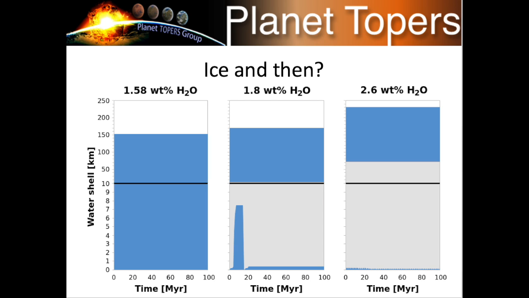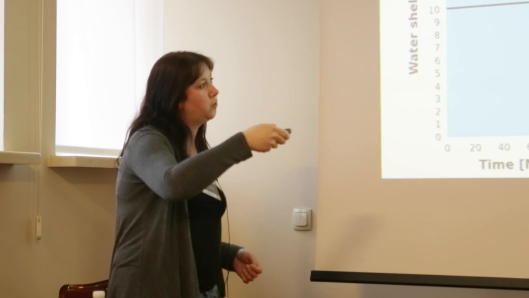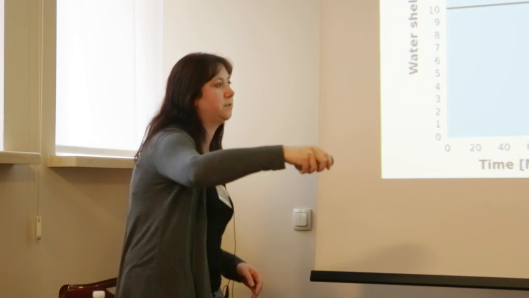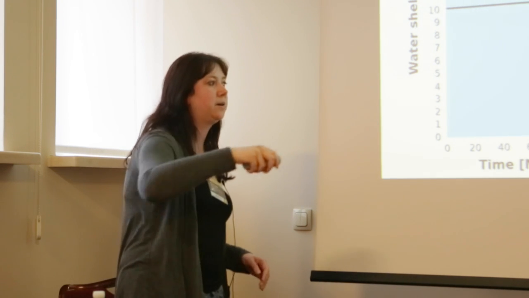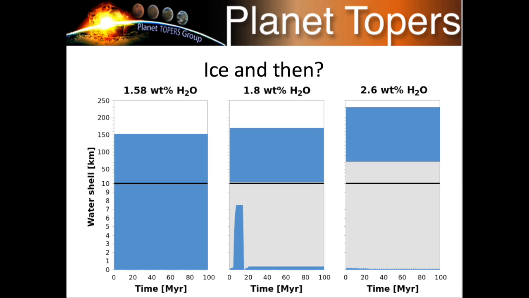In this case we have a more efficient heat transport through the ice layer because we have this liquid ocean down here, which leads to rapid cooling, a phase where we have only the high pressure ice layer, and then it's melting again. And then at some point we get a stable configuration where we have water, ice, water.